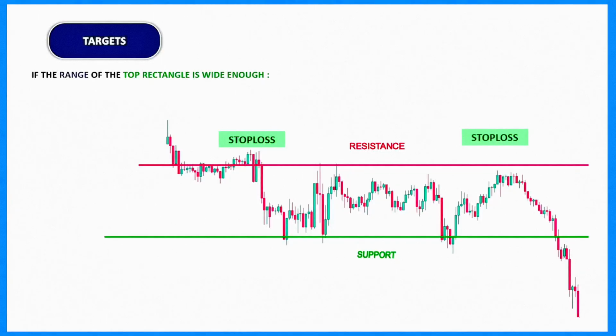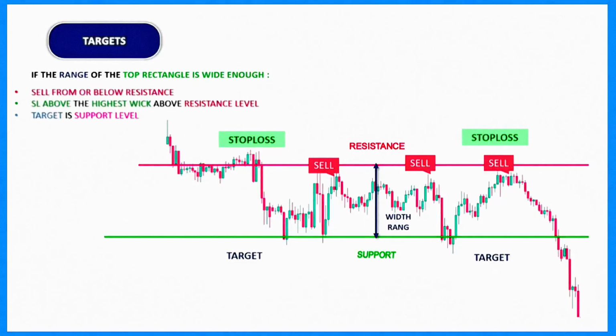Similarly, for a bottom rectangle pattern, when the price comes below the top resistance level, then you can look for short trades. Place your stop loss above the highest wick or candle during consolidation. The target can be at the lower support level. Sometimes, if a breakout occurs, this method provides you with the best possible price before the breakout.